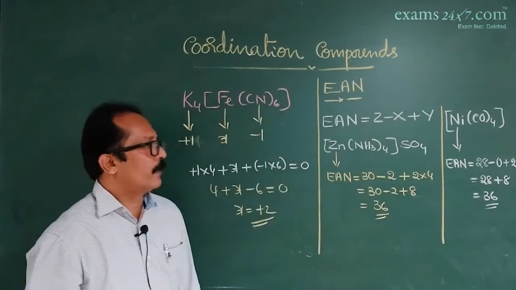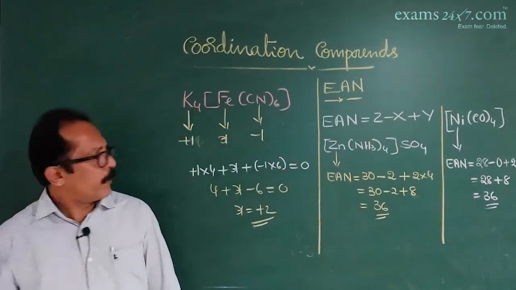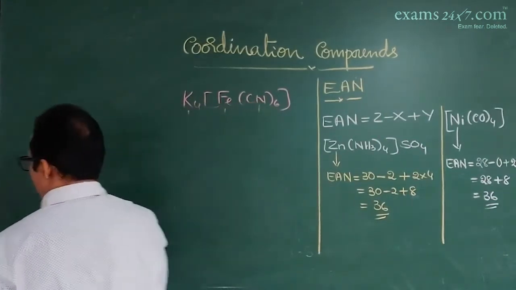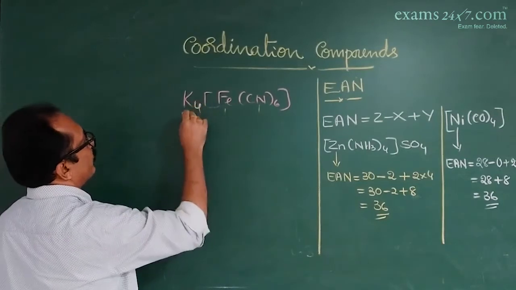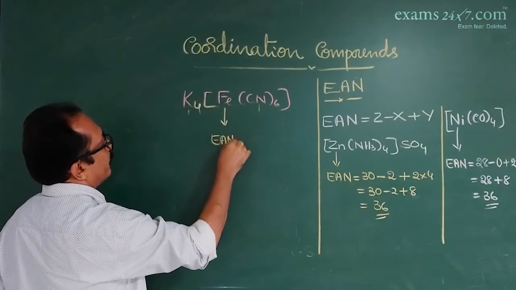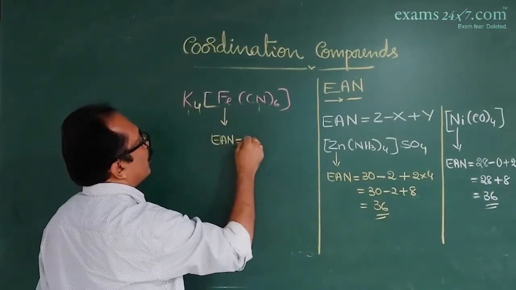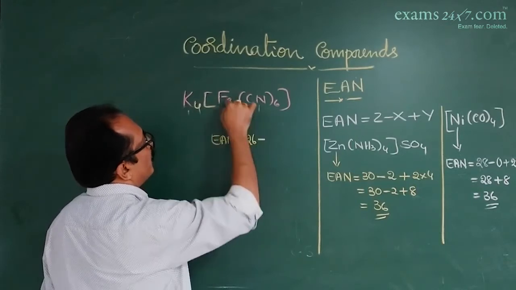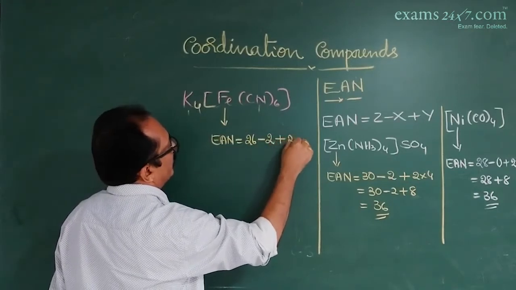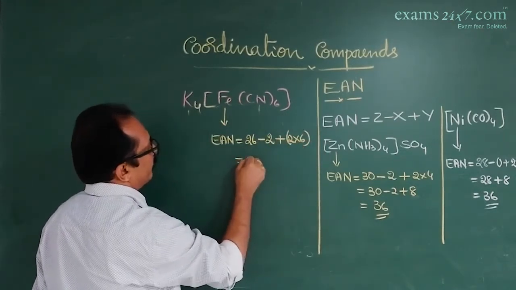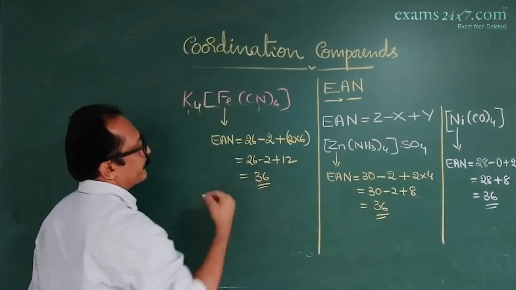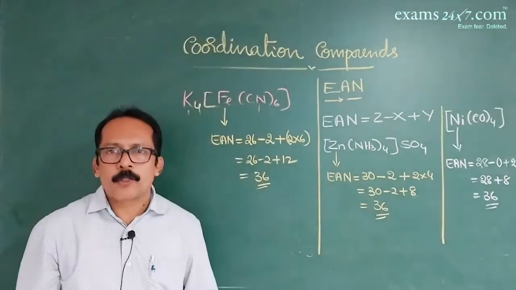Now we can take one more example, the same one, potassium ferrocyanide, K4[Fe(CN)6]. Here the EAN of iron equals the atomic number of iron, 26, minus oxidation state 2. Then there are 6 ligands, each donating 2 electrons, 2 into 6, that is 12. 26 minus 2 plus 12 equals 36. All these compounds obey the EAN rule.